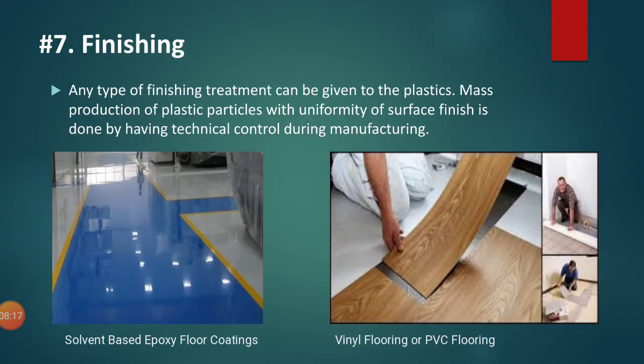Number 7, finishings. Any type of finishing treatment can be given to plastics. Mass production of plastic particles with uniformity of surface finish is done by having technical control during manufacturing. Finishings by plastics are seen almost everywhere, from a solvent-based epoxy floor coating, which gives a floor a very smooth and pleasant look, up to vinyl flooring or PVC flooring, which gives it a very aesthetic appearance.